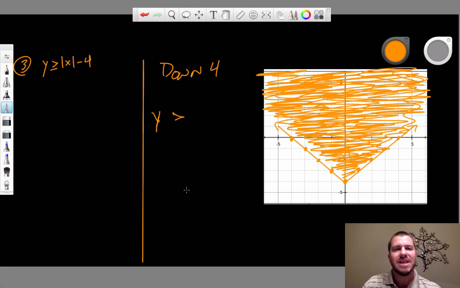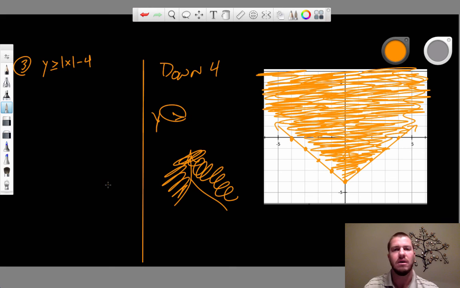I say it's not always going to be on the inside because if the a was a negative, the V would be going down. And if it's greater than, you're still shading up from that V, which means it would be on the outside of that V. So it's not inside or outside, it's up or down based off of the inequality.